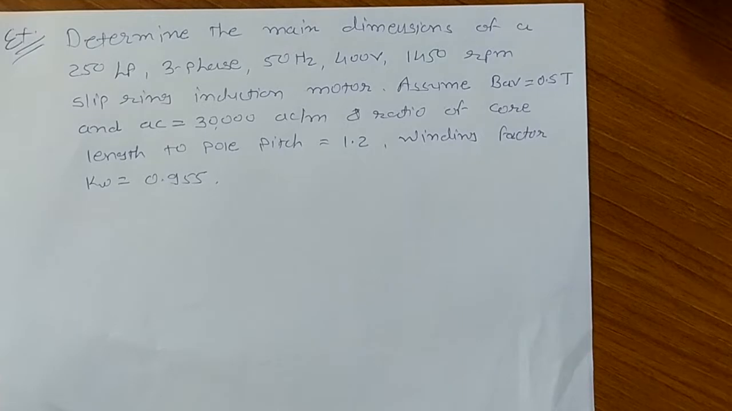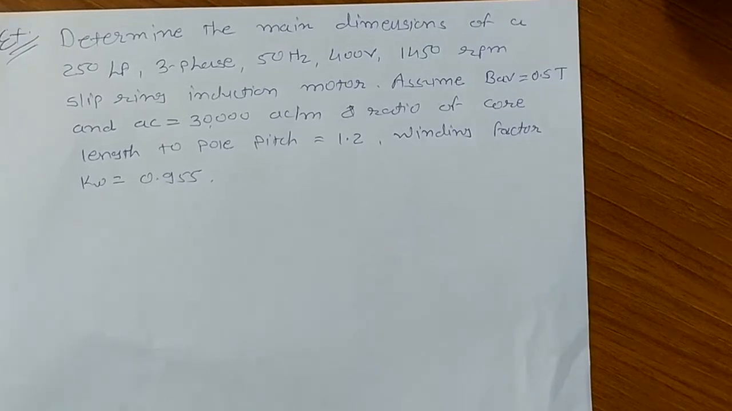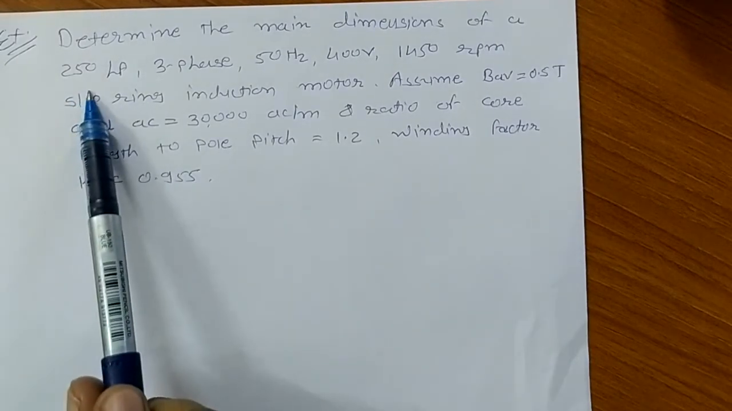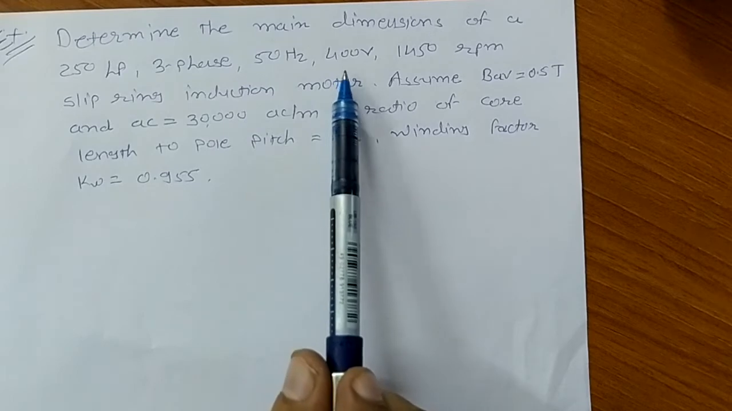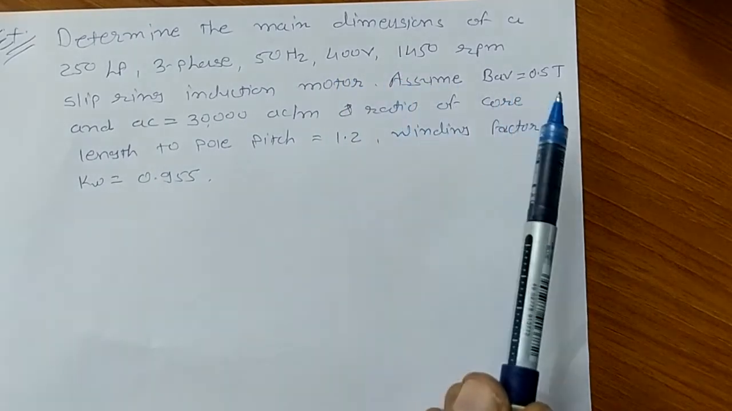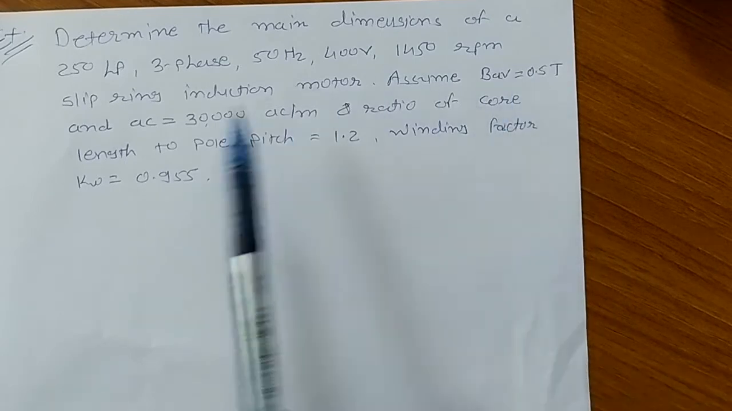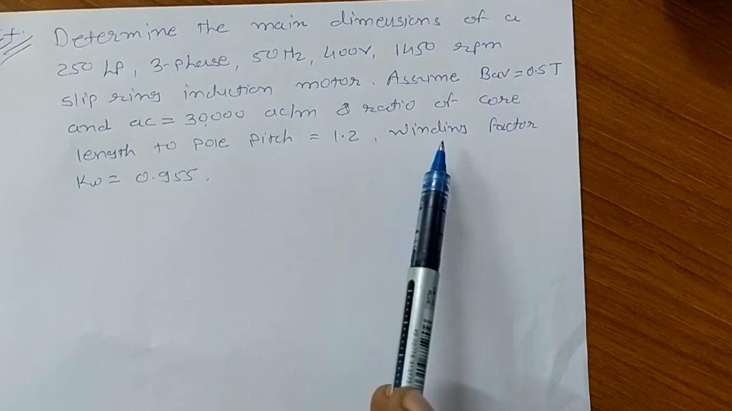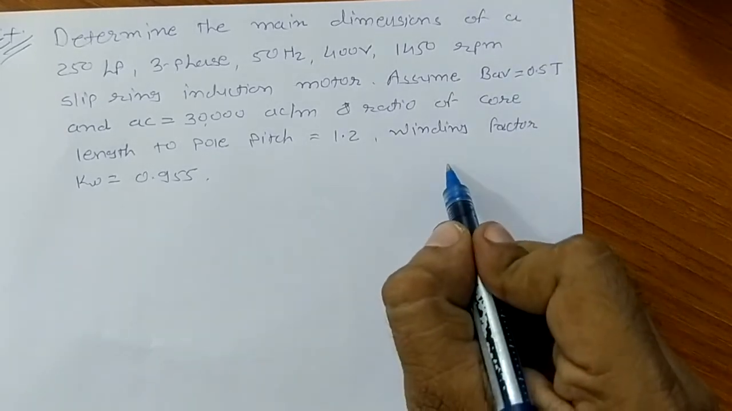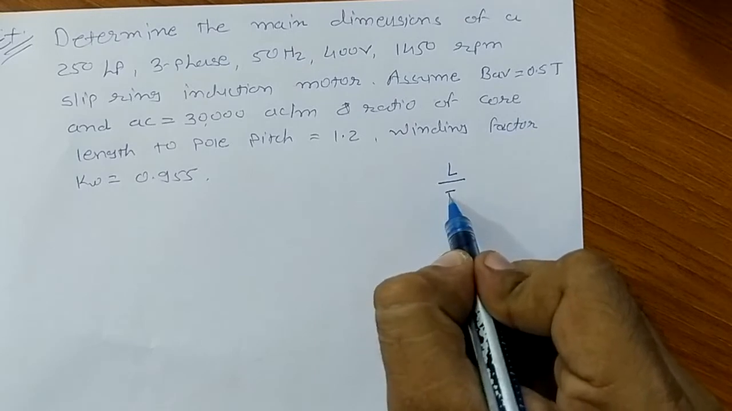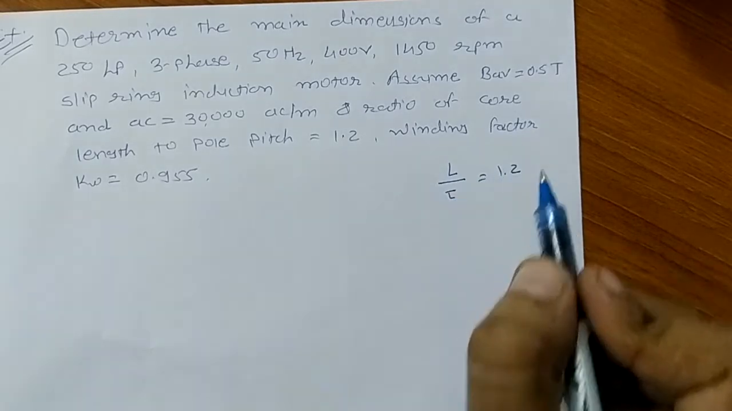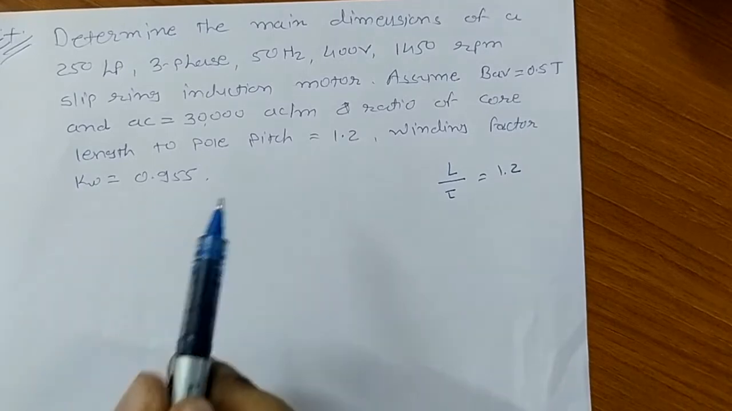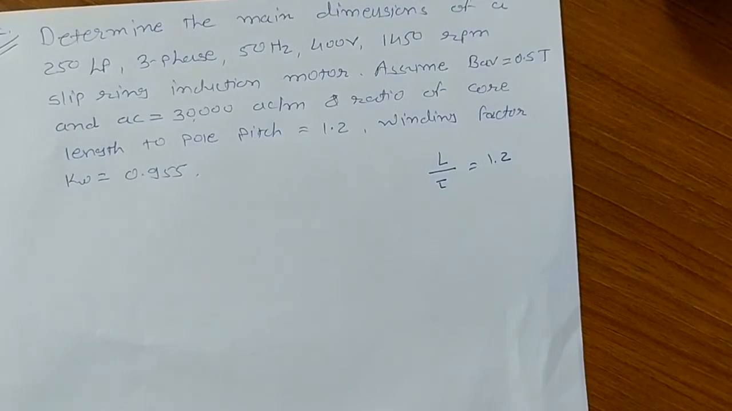So let us see how do we solve this kind of example. First of all, what data are given? The power rating of the motor is given, frequency is given, the voltage rating is given, speed is given, the value of a specific magnetic loading is given, specific electric loading is given, and the ratio of a core length to pole pitch is given. Core length means L and pole pitch means tau, that is given 1.2. And the value of a winding factor Kw is 0.955. That is the value generally we are going to consider.